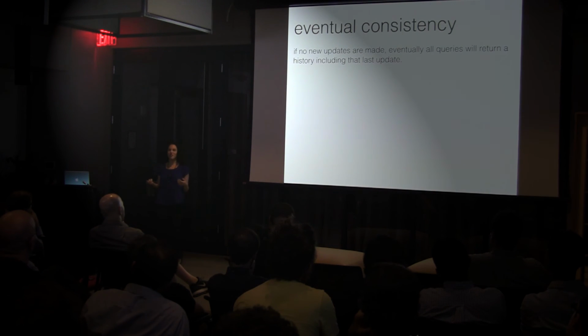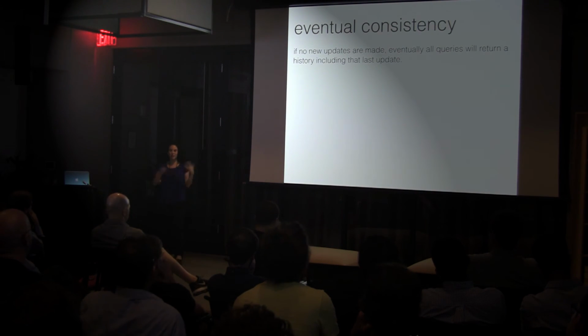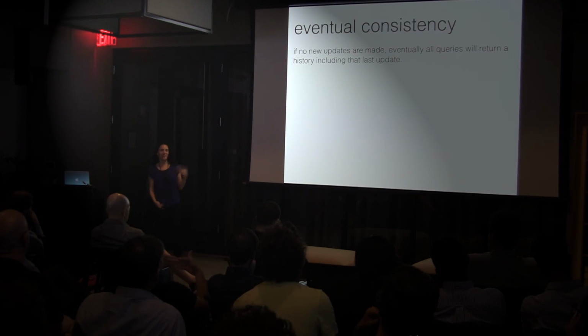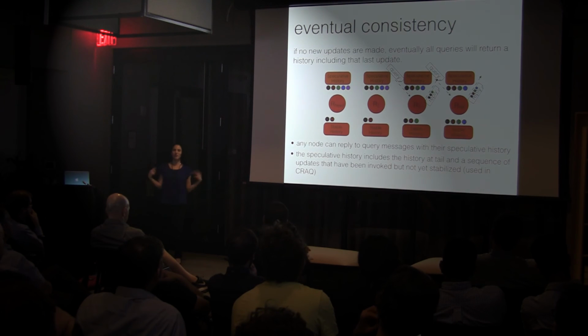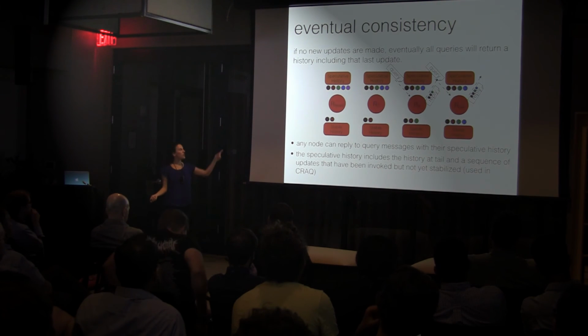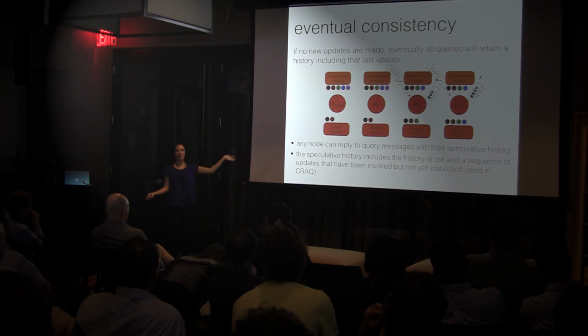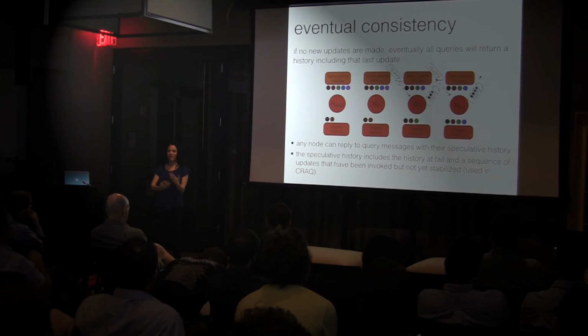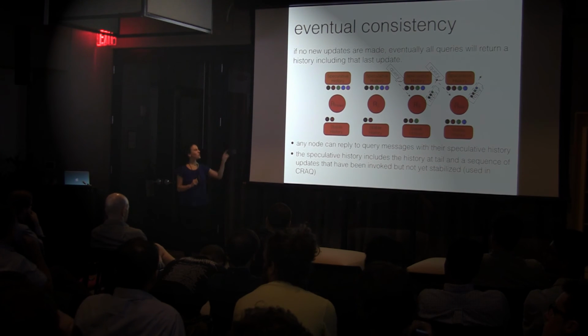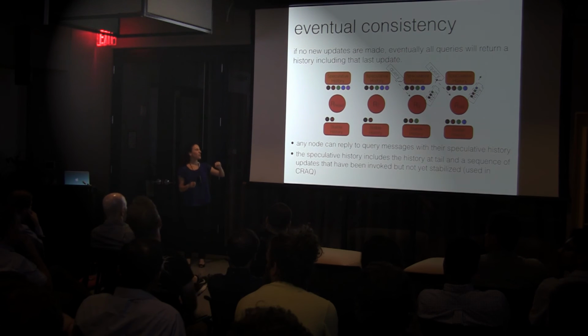So eventual consistency is basically we do an update and eventually that update will be in the history that the client receives. So that's the main idea. And the idea here is any node can reply with its speculative history, because even if we reply with something that is in the speculative history of, for example, R2, but it's not in R-tail, eventually it will be in the speculative history of the tail, so it's fine. So if you have a client that just accepts sequential eventual consistency, then you're fine.